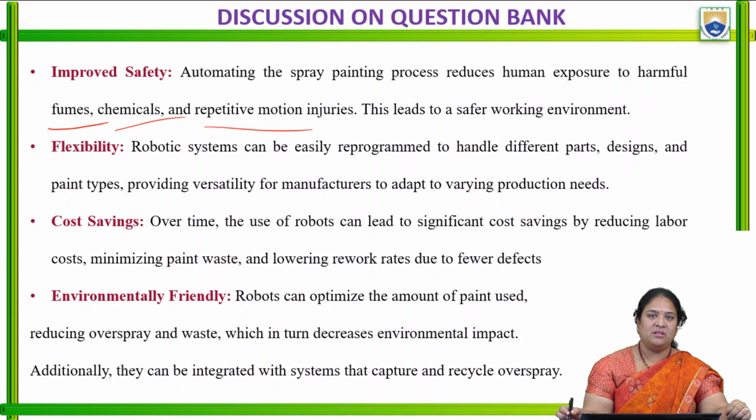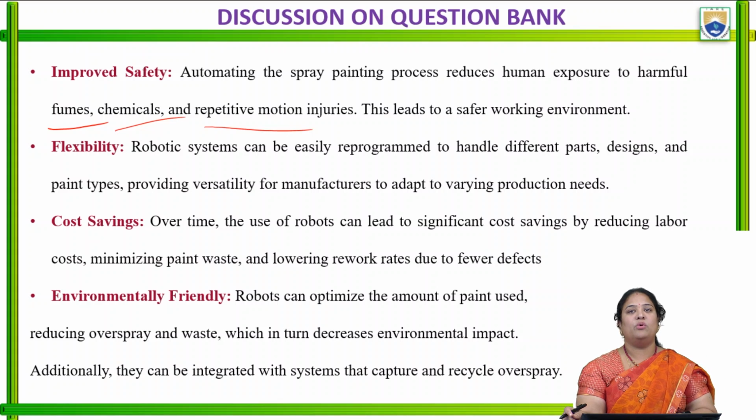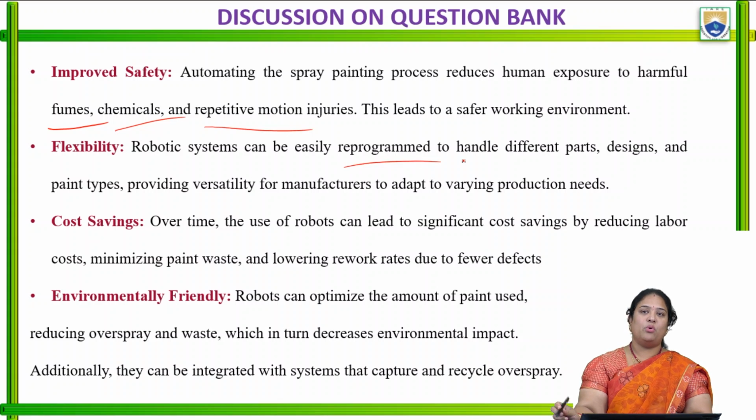Next is the flexibility. How flexible is the robot when we are doing spray painting? We can reprogram it to handle different parts. The program can be reprogrammed to handle different parts, designs, and paint types, providing versatility for manufacturers to adapt to varying production needs. This is very useful, and it is very cost saving also.